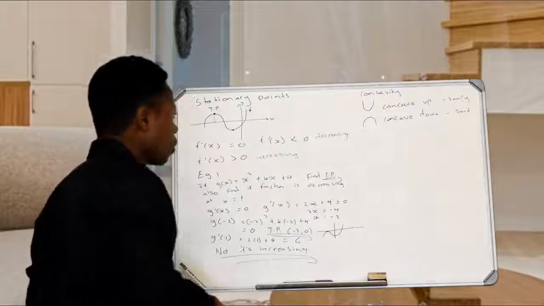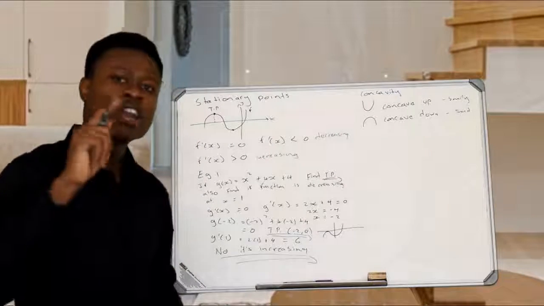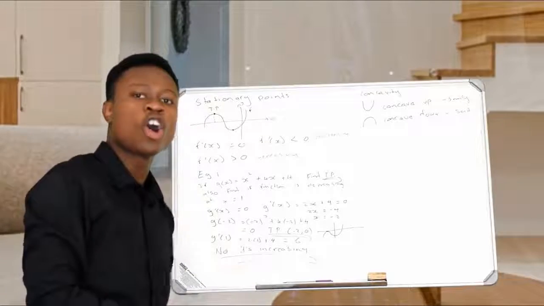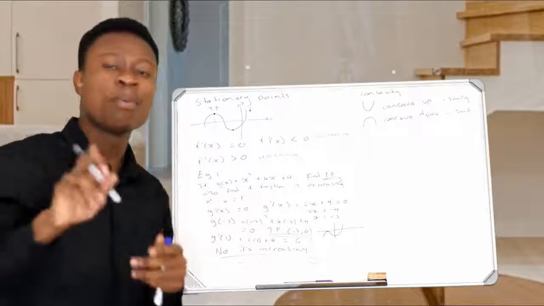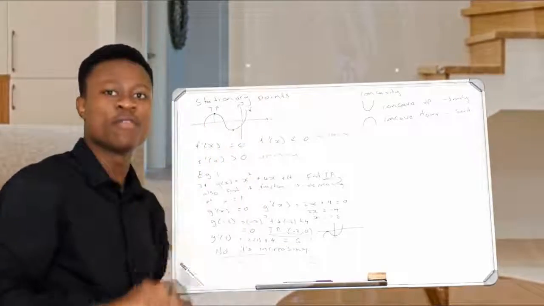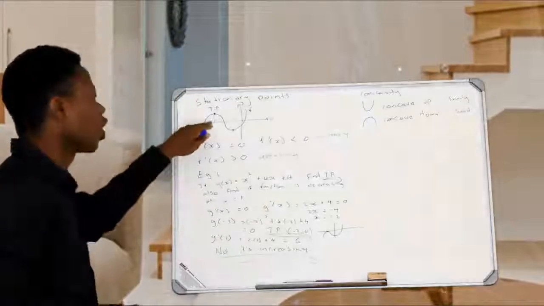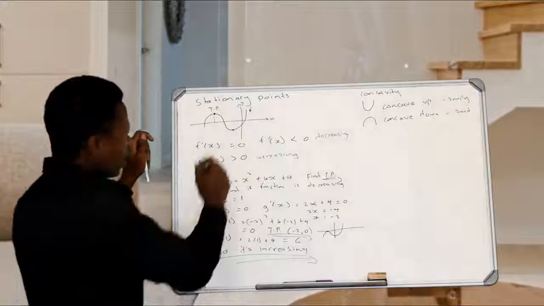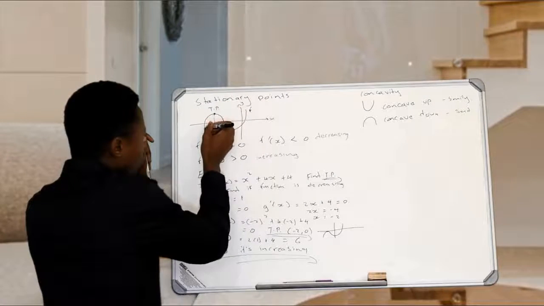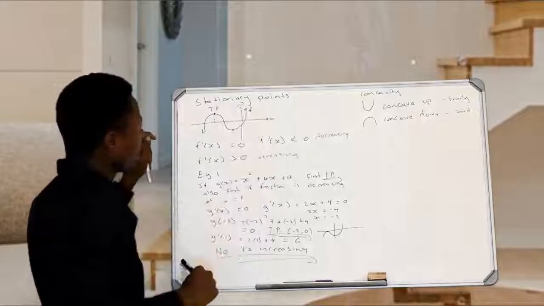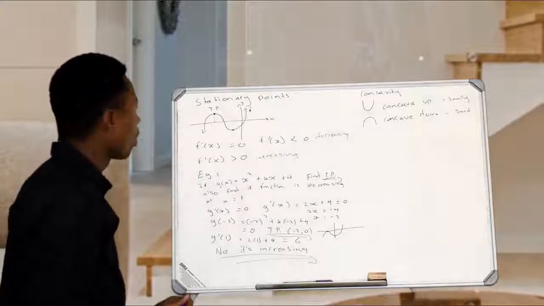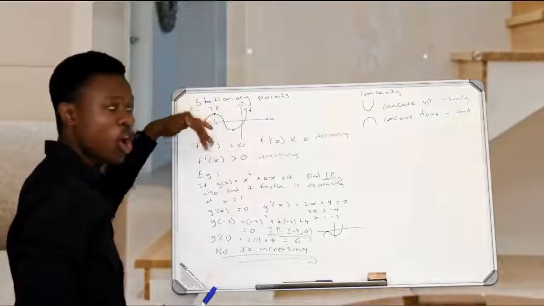Okay, so points of inflection. What is a point of inflection? A point of inflection is a point where a graph changes from concave down to concave up, or concave up to concave down. What does that mean? Let's look at our graph again. This is concave down, the first part of this graph, and then it goes to concave up. So I say from concave down to concave up.